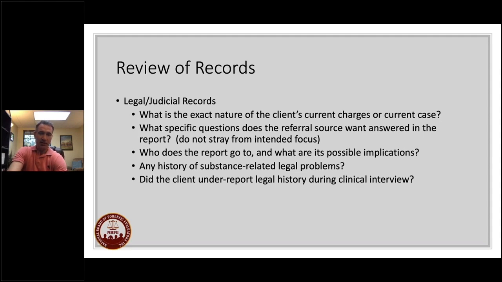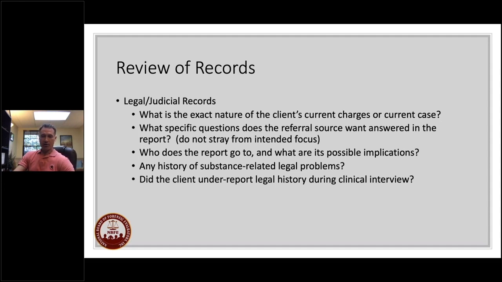If they're saying, we only want to know A, and you give them A, B, C, D, and E, opposing counsel might actually use that against you and say, why are you talking about all this stuff that no one asked you to do? That shows maybe you're biased and you're wanting to use this as an opportunity to explore all kinds of other things that you have an agenda about with this client. So you stick to what you're being asked to do by the referral source. If there's a court order, you only do what the judge is asking you to do in the court order.